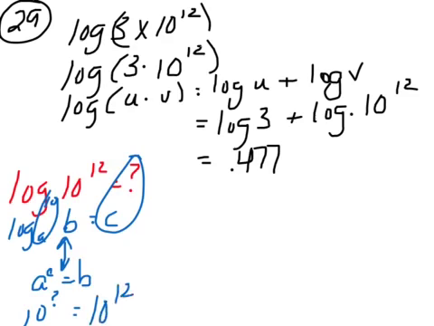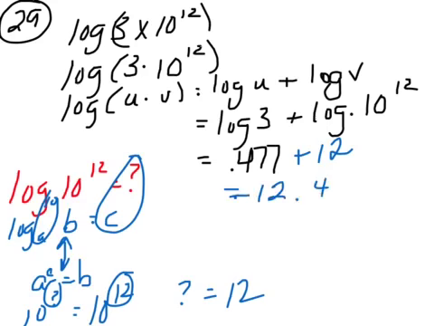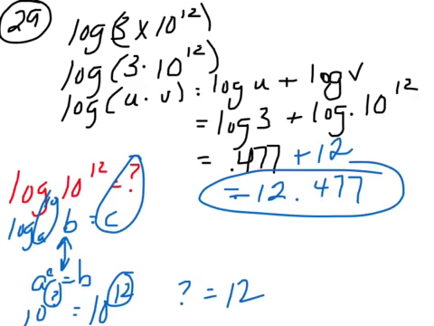Well, if 10 to some power is equal to 10 to the 12th, doesn't the missing exponent have to be 12? So remember, the log is the exponent. So this log 10 to the 12th is actually just 12. This is 12.477. And there's my answer for 29.